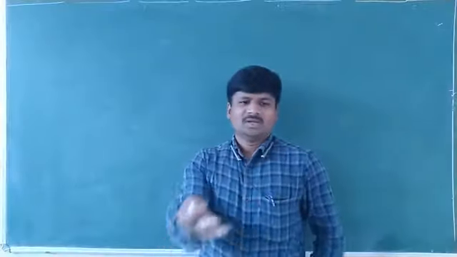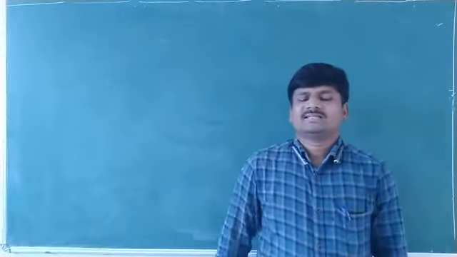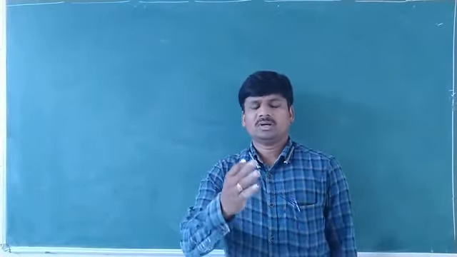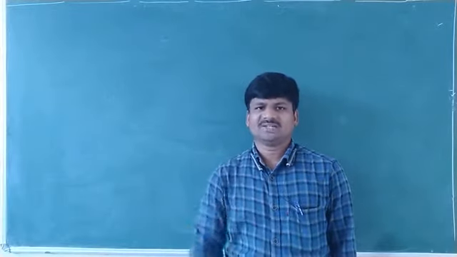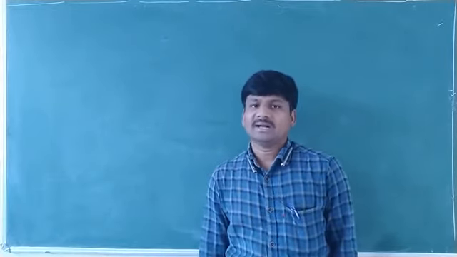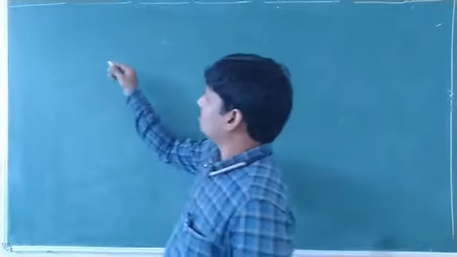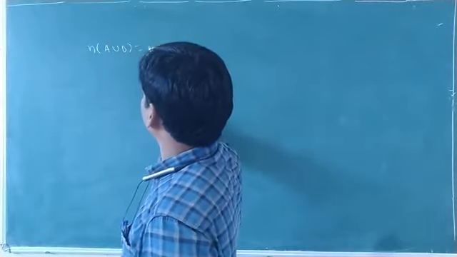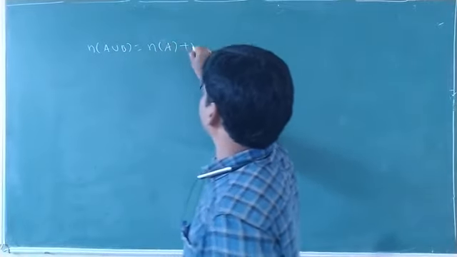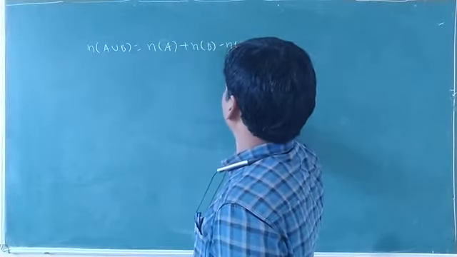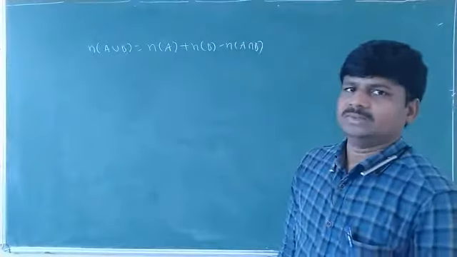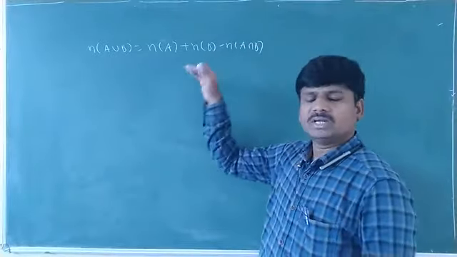Good morning, students. Yesterday I completed exercise 1.6. Those are practical problems on union and intersection. On which formula do we solve the questions? Number of A union B is equal to number of A plus number of B minus number of A intersection B. Yes or no? So depending upon this formula we solved the questions.